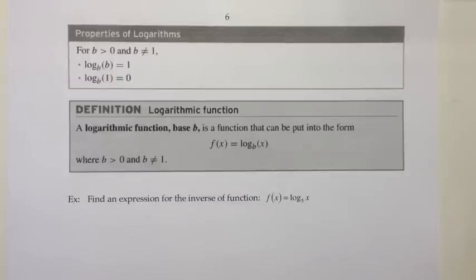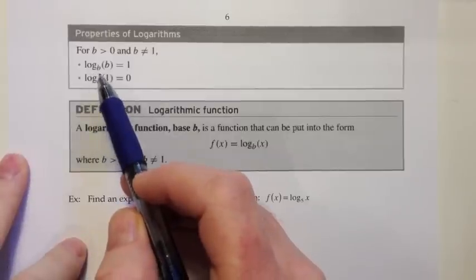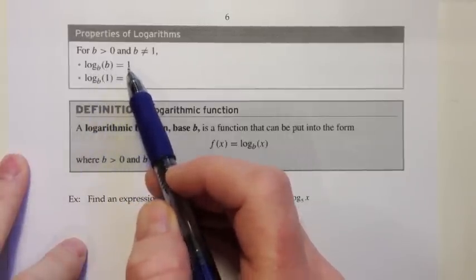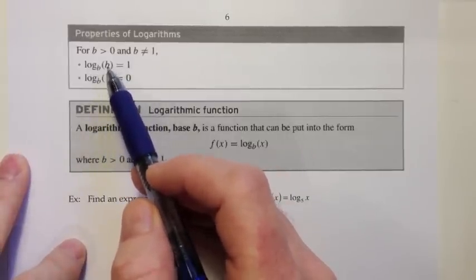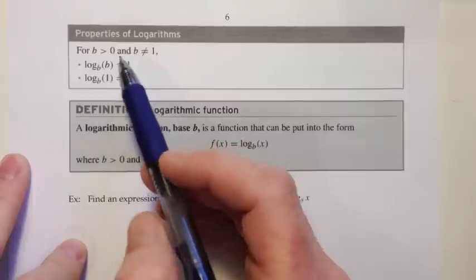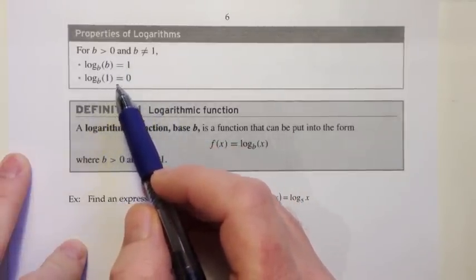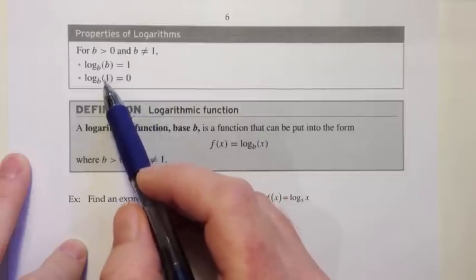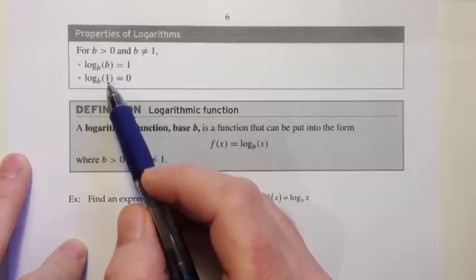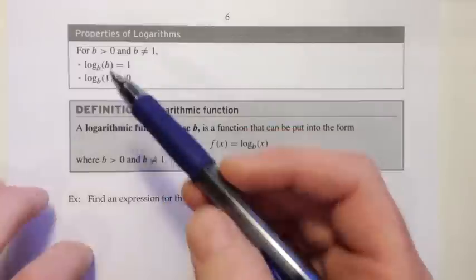If our base is greater than 0 and not equal to 1, which is required for the base of a logarithm, then if you take a log of base b to the b, you'll always get 1. So if the base and the inside are the same, you'll always get 1. And then if you take log base b of 1, you'll always get 0. So if the inside of the logarithm is a 1, then the answer is always a 0.